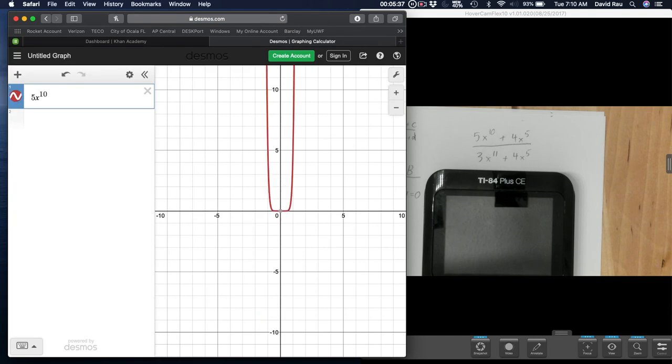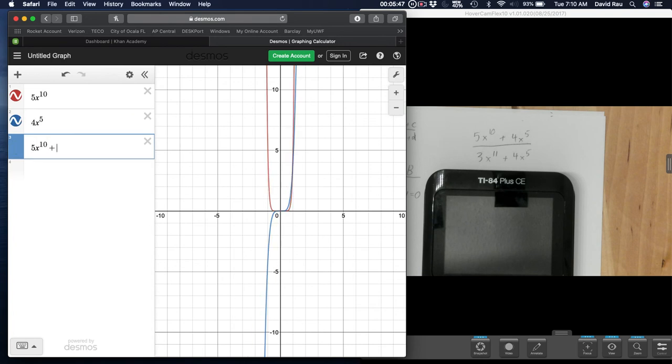So we have 5x to the 10th. We'll do it like this. We have 5x to the 10th. We have just 4x to the 5th. And then we also have 5x to the 10th plus 4x to the 5th. Okay, now, don't get lost with me here. We're just seeing each individual term, and then we're seeing the terms combined.